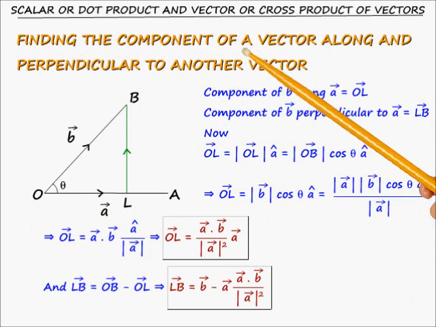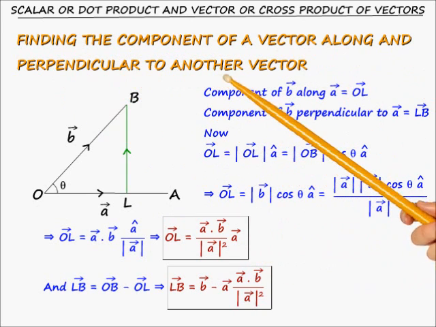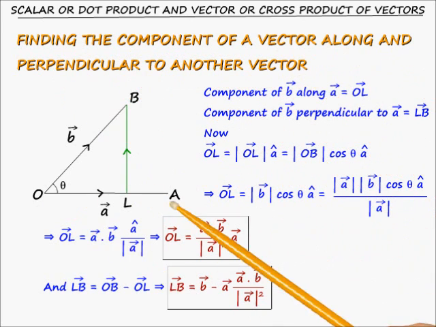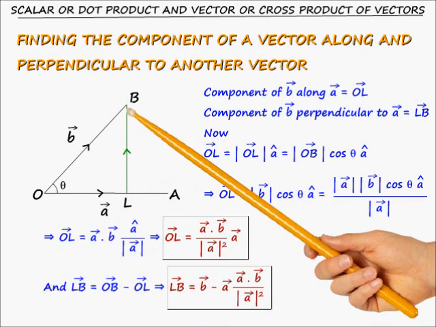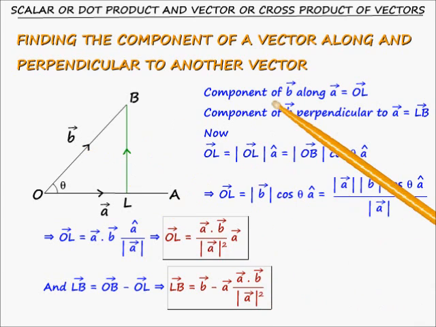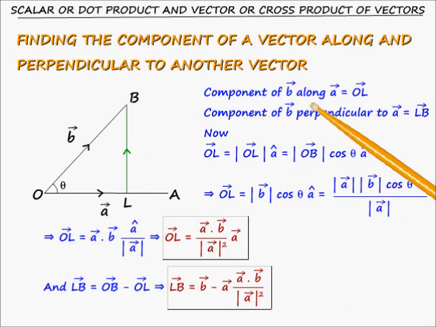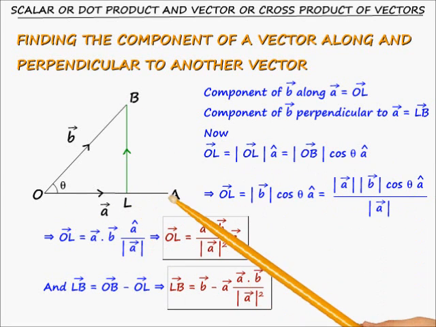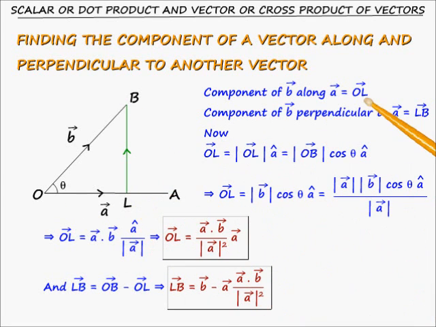Finding the component of a vector along and perpendicular to another vector. Let OA equal vector A and OB equal vector B be two vectors. We are going to find the component of B along and perpendicular to A. For this purpose, we draw line BL perpendicular to OA. Then OL will be the component of B along A, and LB will be the component of B perpendicular to A.